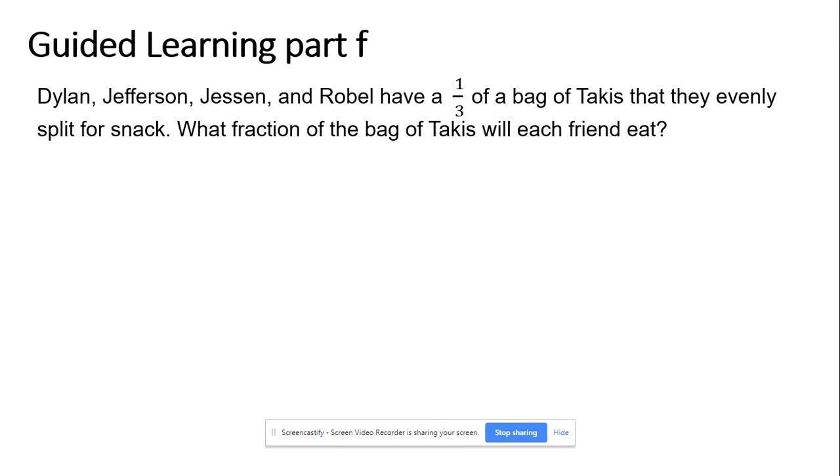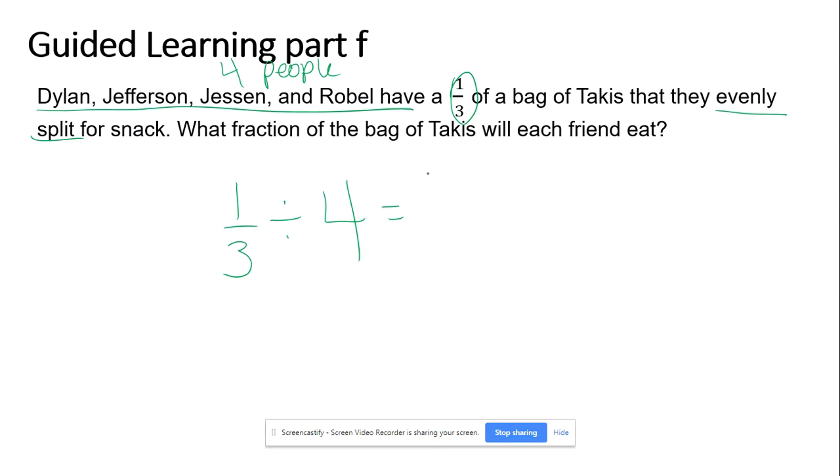All right, Dylan, Jefferson, Jessen, and Robel, so 4 people, have 1/3 of a bag of Takis they are evenly going to split for snack. What fraction of the bag of Takis will each friend get? Well, we're not splitting up the people, we're splitting up the bag of Takis. So we're starting with 1/3 of a bag of Takis. It says they evenly split, so I know we're dividing by 4 people.